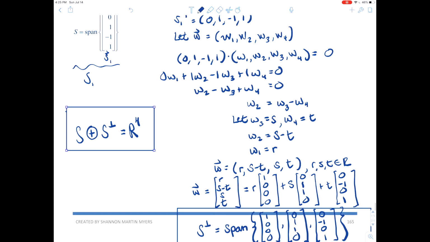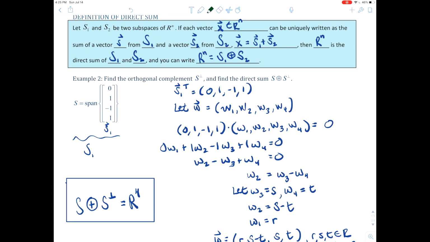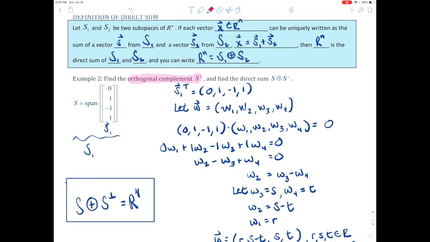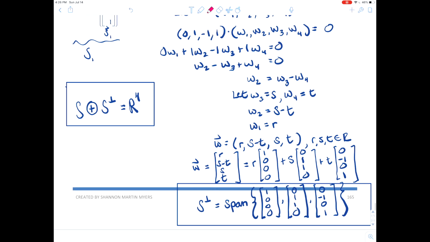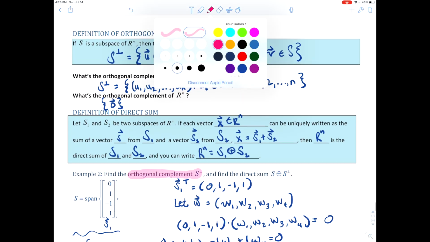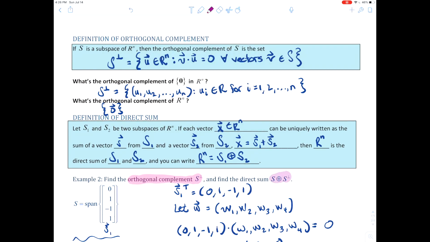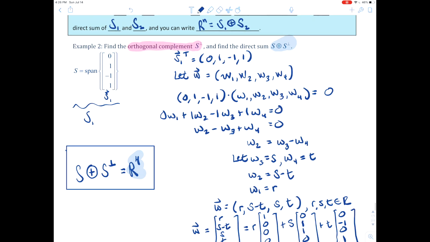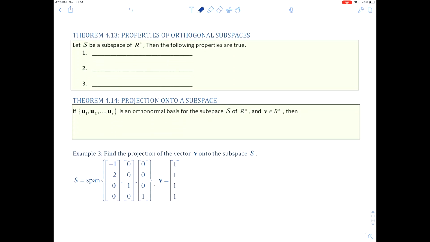Groovy? So let's just highlight what each one was. The orthogonal complement of S was this one here. And then the direct sum ended up being R4. Groovy? Okay, next up we have properties of orthogonal subspaces.